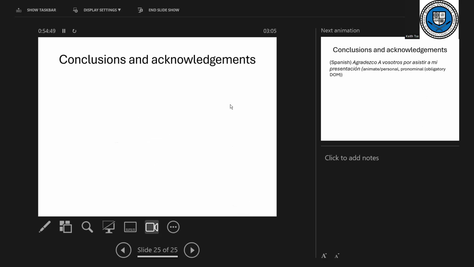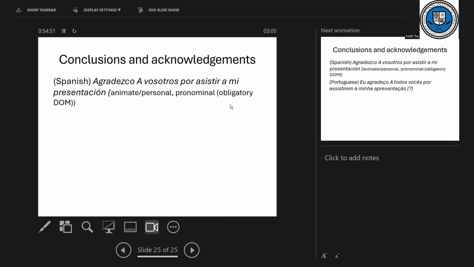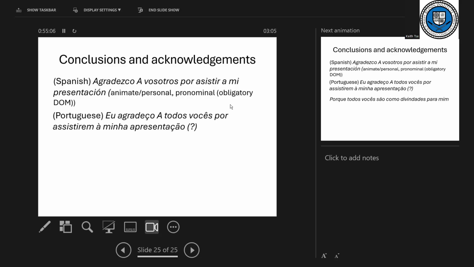All right, so just to conclude, in Spanish, I would say agradezco a vosotros. So a here is obligatory because the object vosotros is human, a person, also it's pronominal. So a here in Spanish is obligatory. In Portuguese, however, it's basic. Eu agradeço a todos em vocês, etc. Now, this is borderline grammatical.